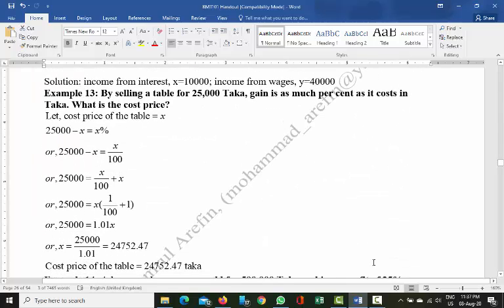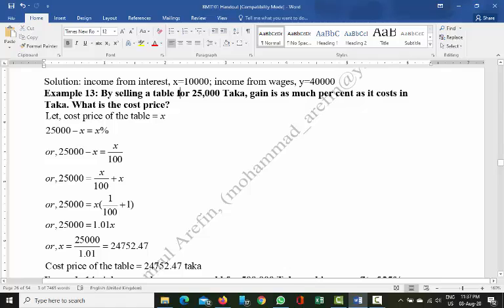Now question number 13. By selling a table for 25,000 taka, gain is as much percentage as it cost in taka. What is the cost price? So here, for example, we don't know the cost price. Let's say the cost price of the table is x.